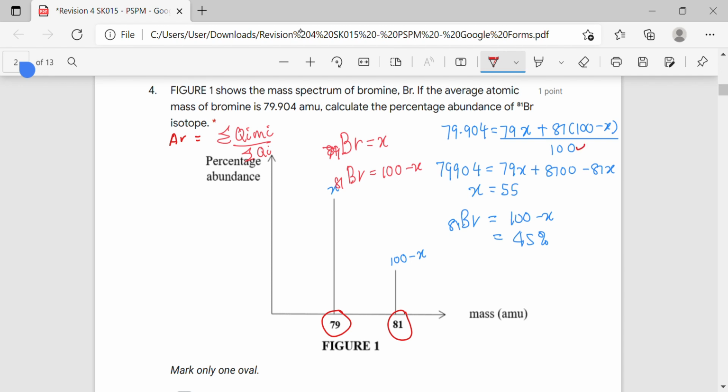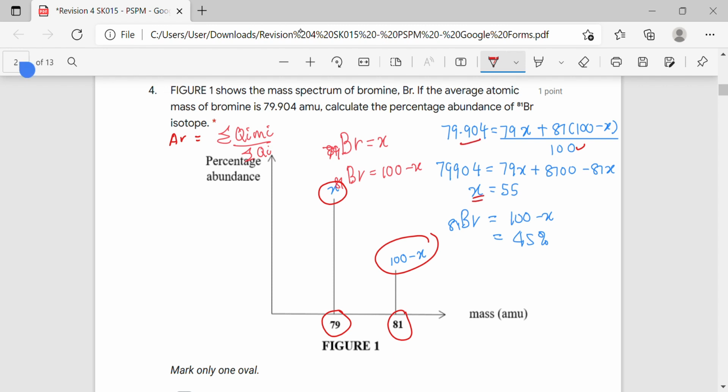Okay, so 79 times X. Okay, ini kita assume dia X. Yang ni 81 times 100 minus X. So kita dapat average atomic mass 79.904 yang ni. Okay, so kita kira X.